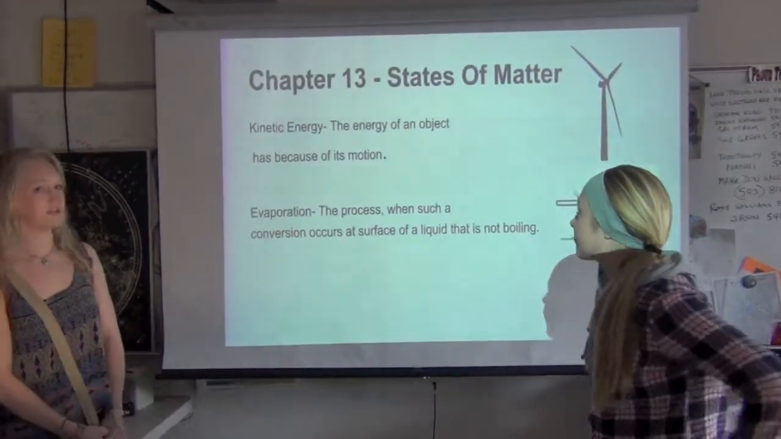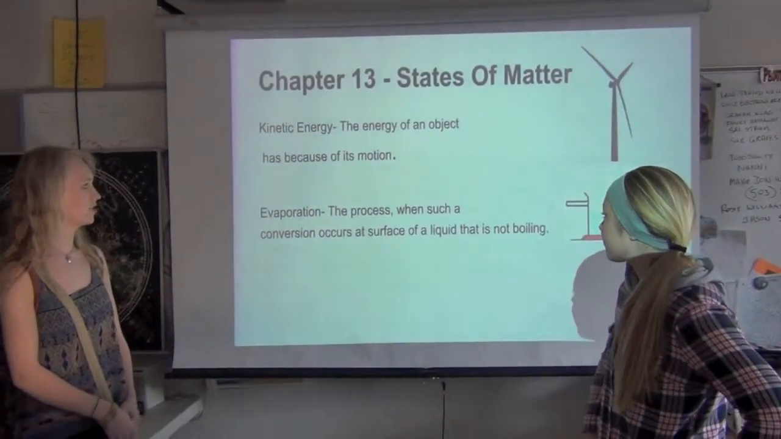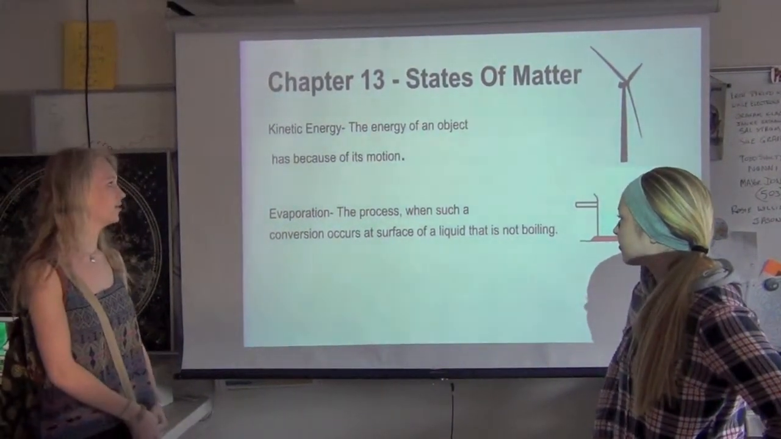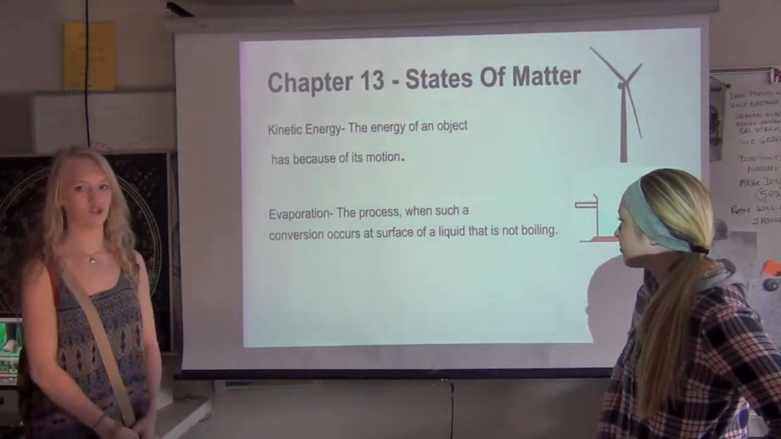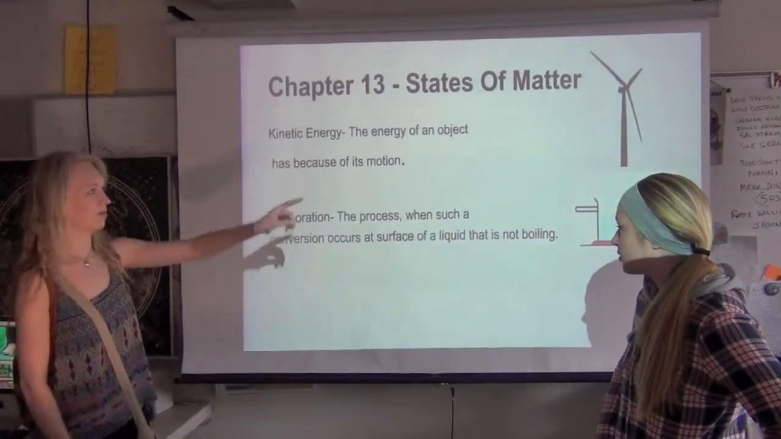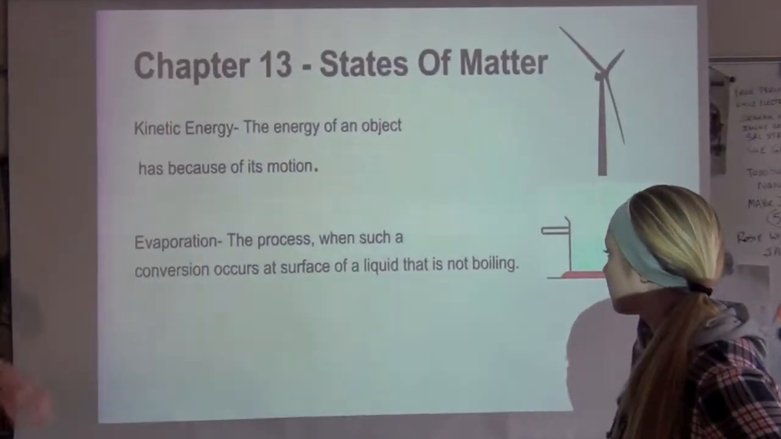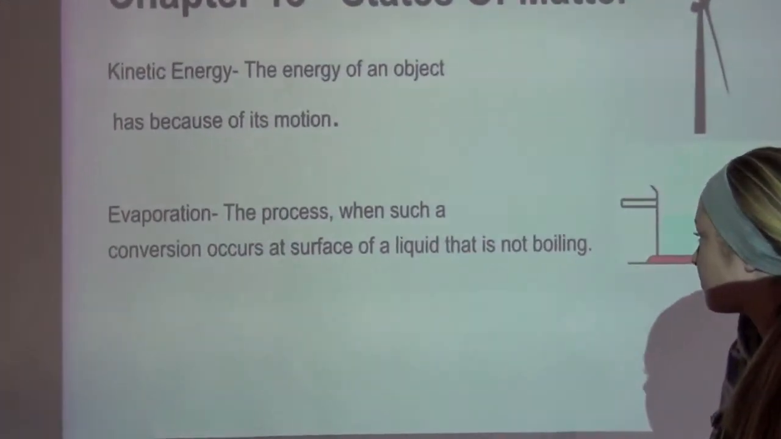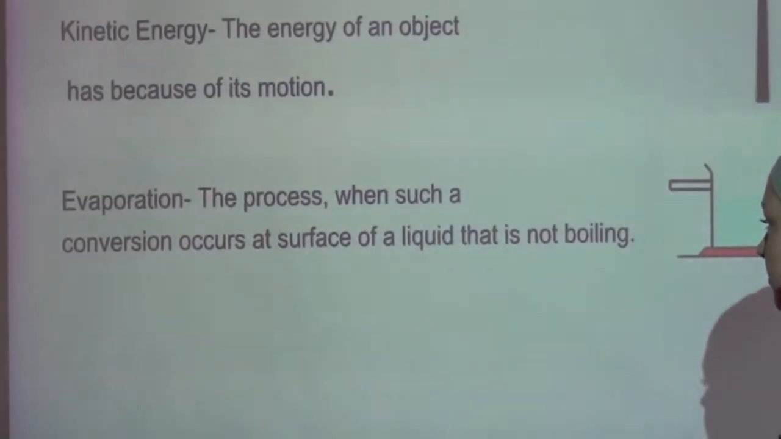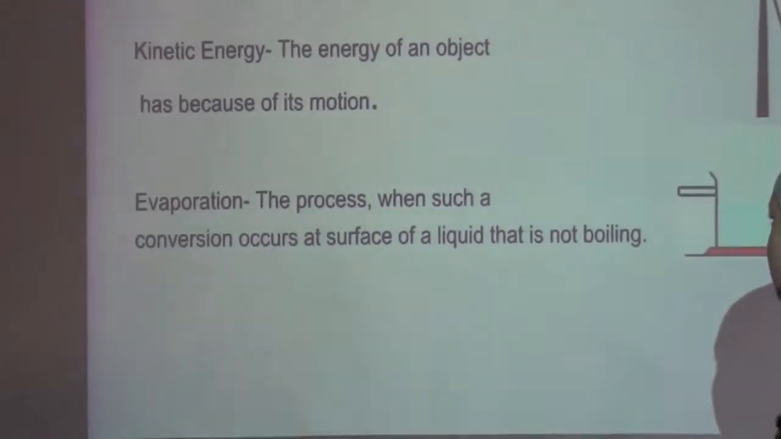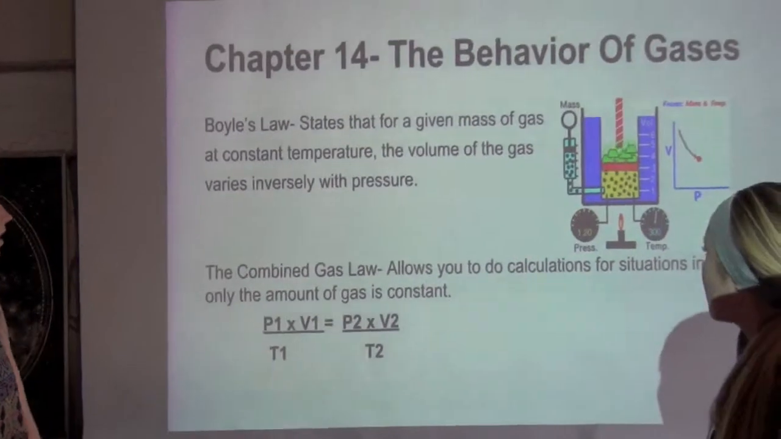So chapter 13, states of matter, we wrote kinetic energy, because we learned about that, is energy of an object because of its motion, so an object in motion. We put a picture of a windmill, because it produces energy when it moves. And we wrote evaporation, which is the process when such a conversion occurs at the surface of a liquid when it's not boiling. So I have a picture.